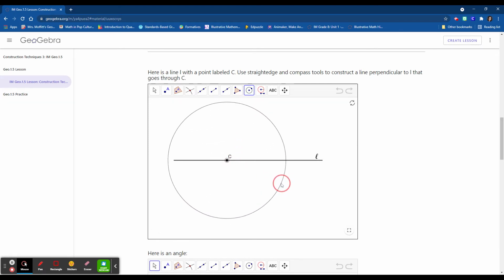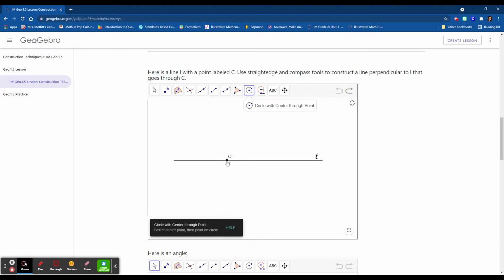It doesn't really matter how big this circle is. It's just that we need to be able to see both of the intersection points of the circle. So I don't want to put, like, this would be too big. I need to see where it intersects the line L. All right, so here's my circle. I didn't need that point F. Let me get my circle back on there.